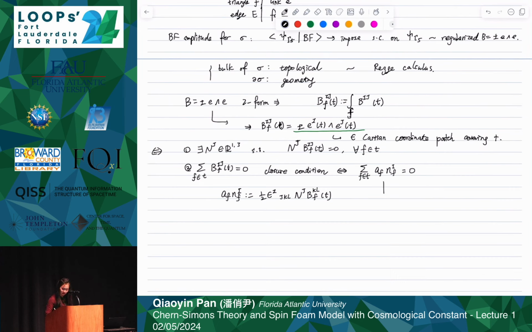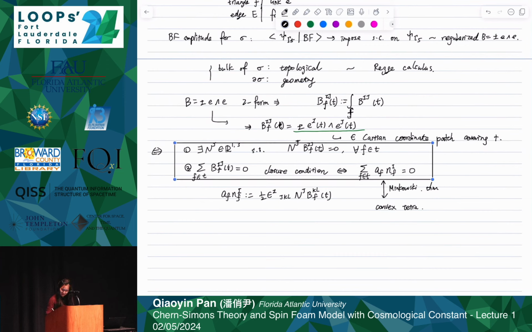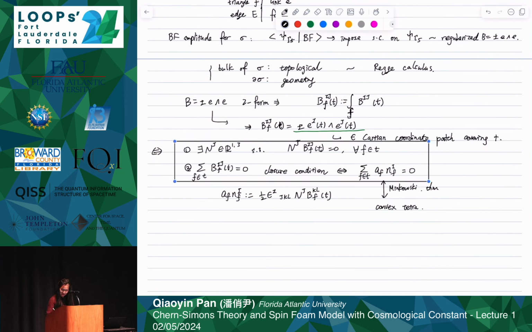And from here, you've heard the Minkowski theorem from Francesca's talk. According to the Minkowski theorem, we know that this identifies a convex tetrahedron. And these two conditions for a discretized B field are really the simplicity constraint we impose on the EPRL spin foam model. Is there a question?